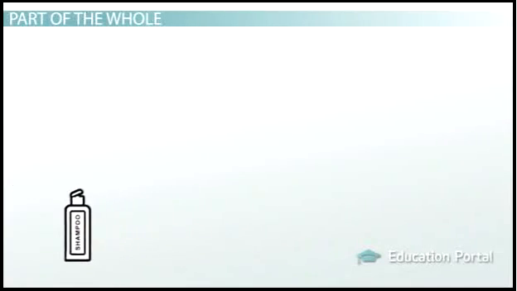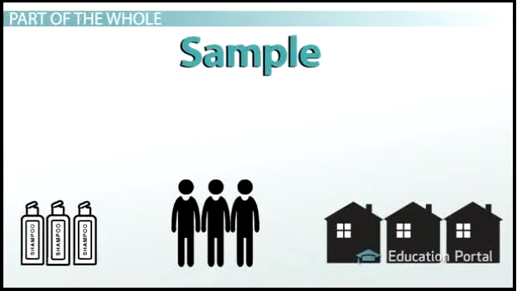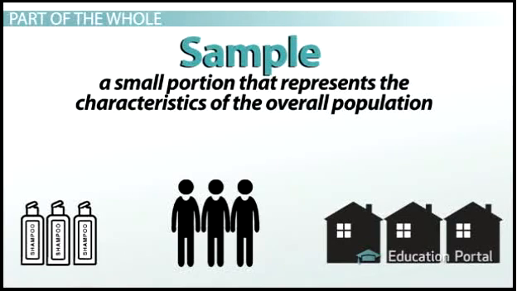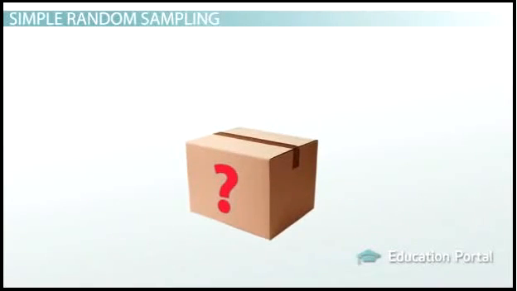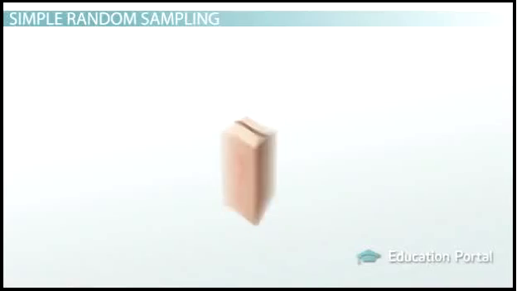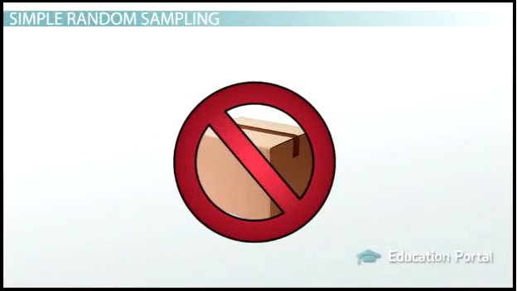The assumptions about the population are based on a sample, which is a small portion that represents the characteristics of the overall population. Just like my random spoonful of food should represent what the rest of the dish will taste like, a random scientific sample should represent what the rest of the population is like. The randomness of sampling is very important. If your sample is not random, it doesn't fairly represent the characteristics of the population.